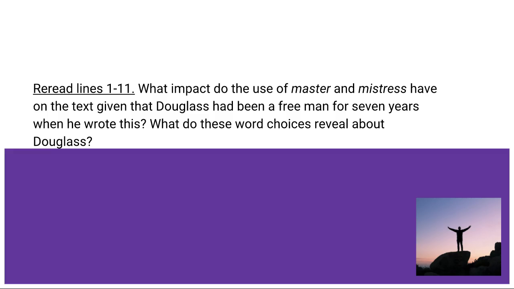Reread lines 1 through 11. What impact do the use of master and mistress have on the text, given that Douglass had been a free man for 7 years when he wrote this? What do these word choices reveal about Douglass? Pause while you think.